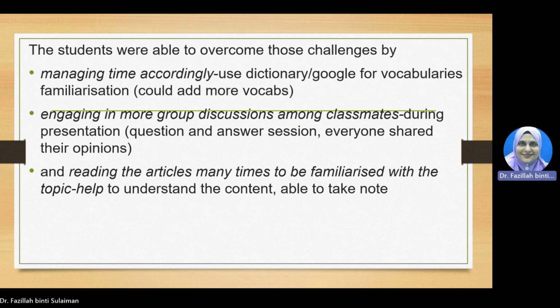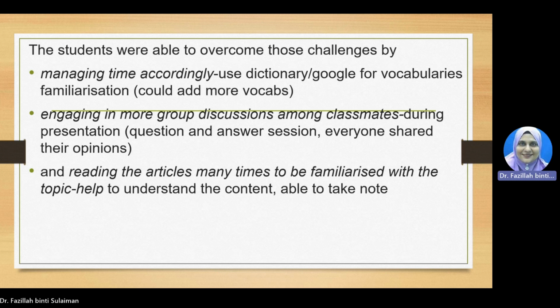For difficult words they use a dictionary, they use Google for vocabulary summarization. And they mention that they can add more vocabularies for future reference. And at the same time, engaging in more group discussion among classmates, during presentation, it's true, they have a question and answer session, so everyone shared their opinions.